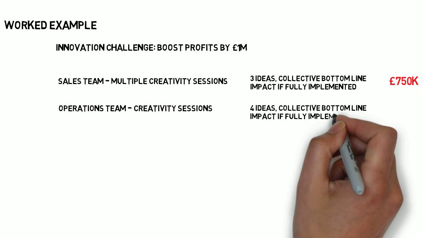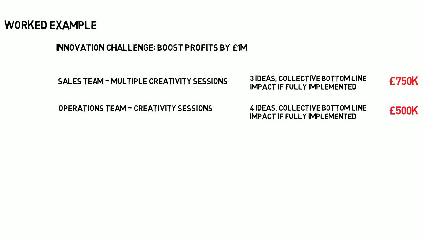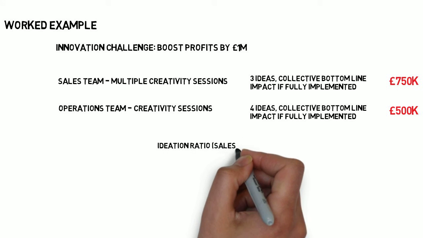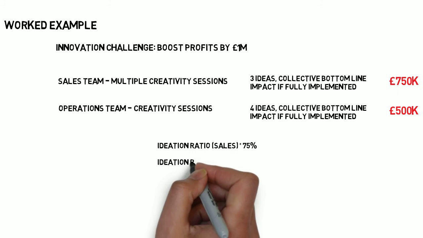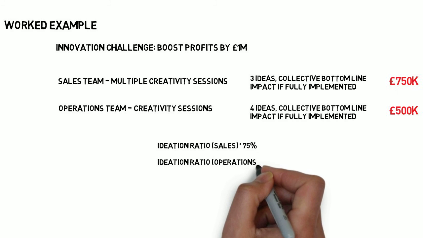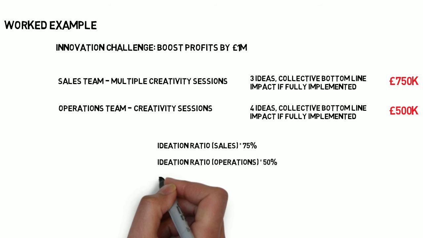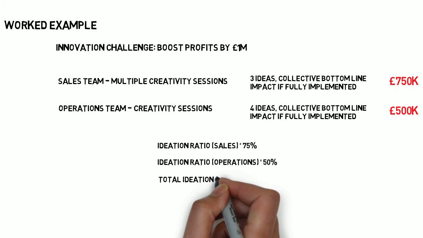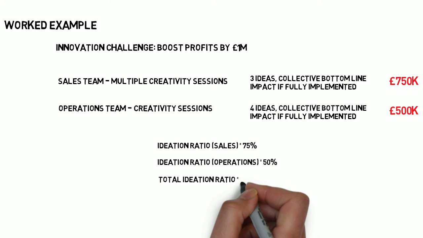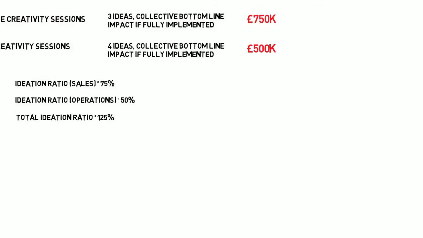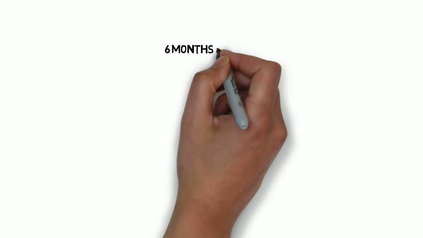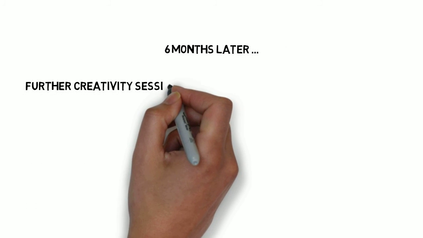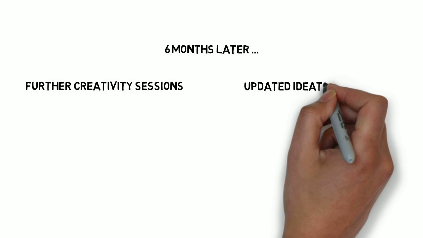Now, what that means is that you have an ideation ratio in sales of 75% and an ideation ratio in operations of 50%. Of course, the sum of those two gives you the total ideation ratio, which is now sitting at 125% because it's 1.25 million divided by the total innovation challenge of £1 million. 6 months later, you've gone past the pure ideation phase and you've got an updated ideation ratio because you've been holding further creativity sessions. It's now sitting at 150%.